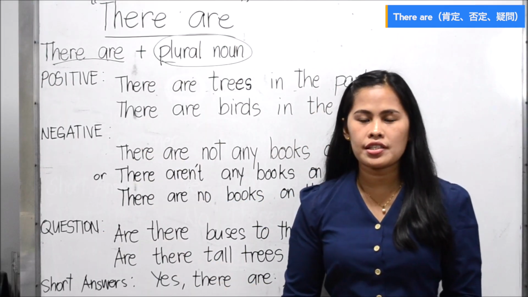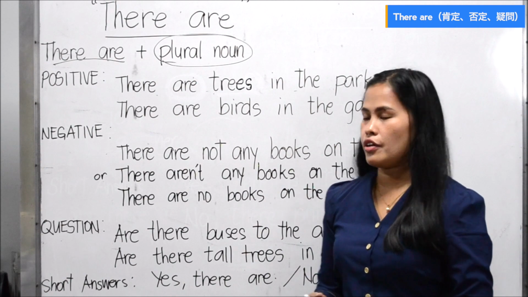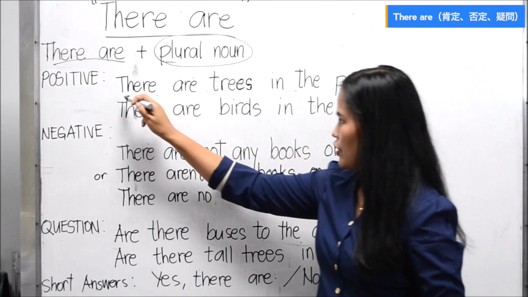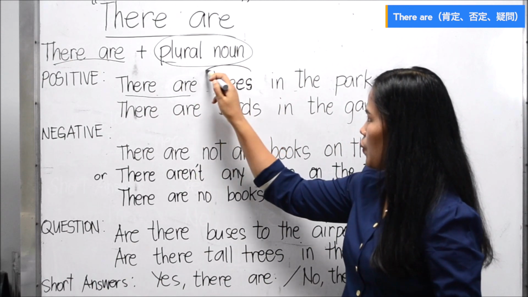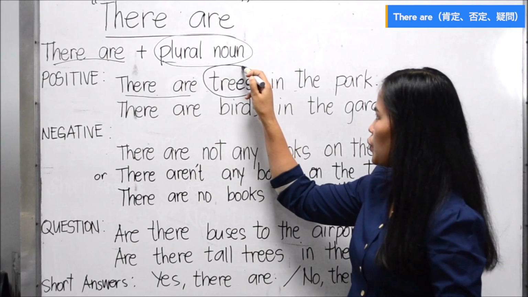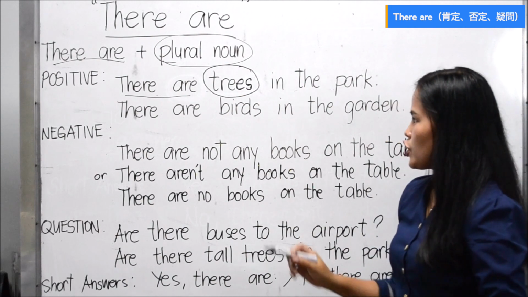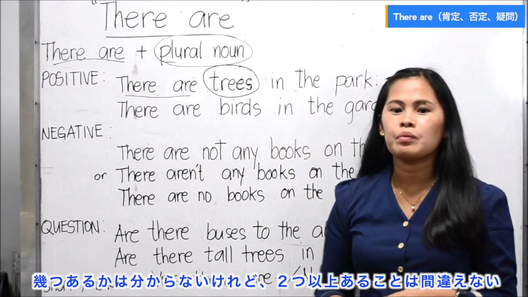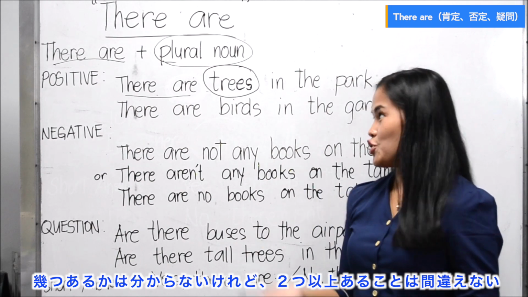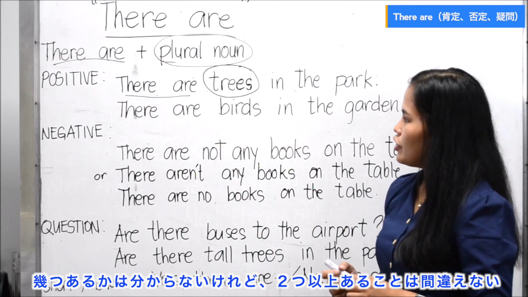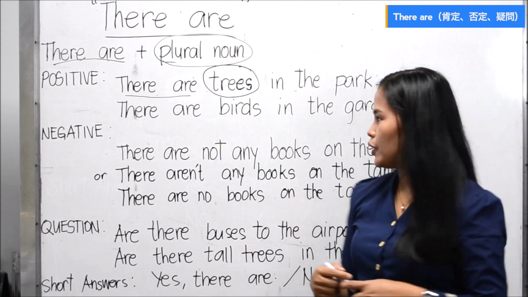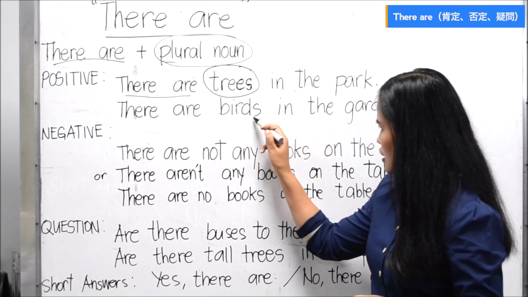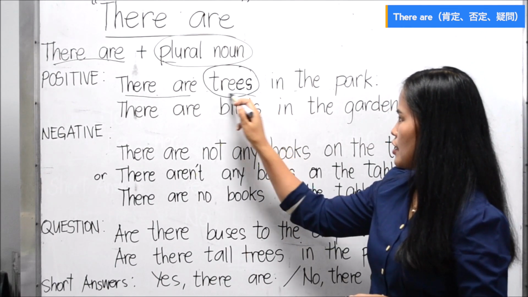Okay, let's have first the examples in the positive. There are trees in the park. So we have here there are plus our noun, which is in plural, trees. We actually don't know how many trees are in the park, but it's pretty sure that there are two or more trees. Let's have a second example. There are birds in the garden. You also see letter S here because again this is plural.